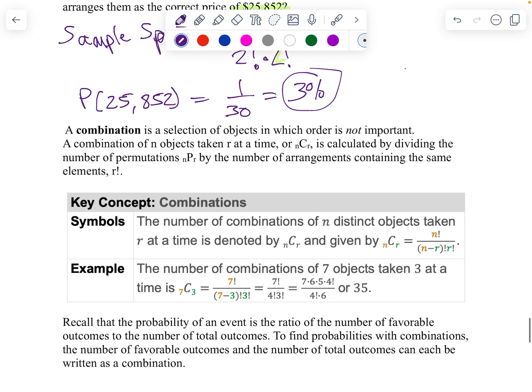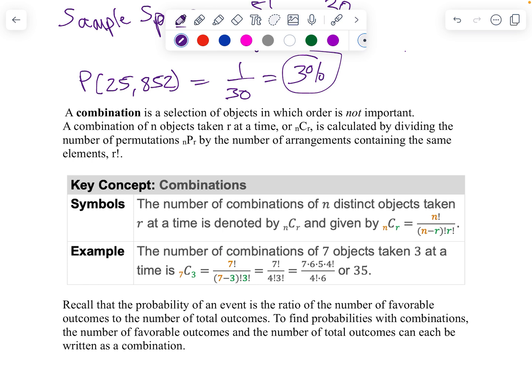Now, a combination is usually what we see. That's where the order doesn't matter. So if you play bingo, it doesn't matter what order the numbers match your card as long as they match your card. Okay? The same thing goes if you watch the lottery. If you select the numbers, the order you select the numbers doesn't matter. It's just as long as they match up.